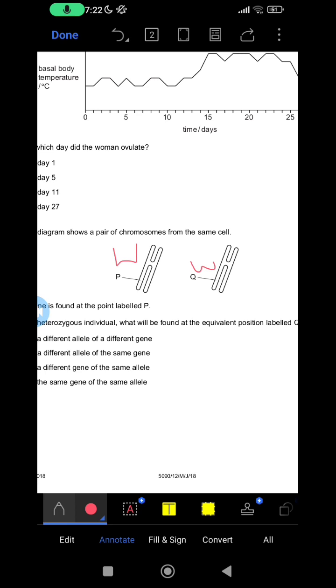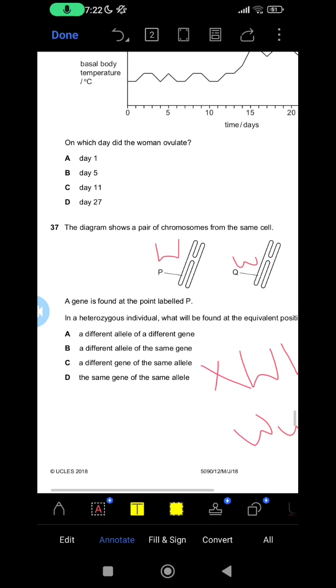In a heterozygous individual, the type of gene would be the same, but it would be of a different allele because it is a heterozygous individual. A heterozygous does not have the same genes. They have different, not the same alleles, they have different alleles. So the type of gene would be the same, but they would be of a different allele.